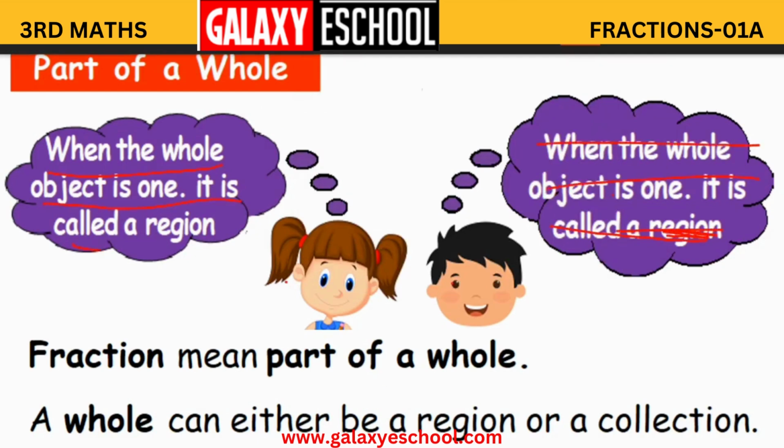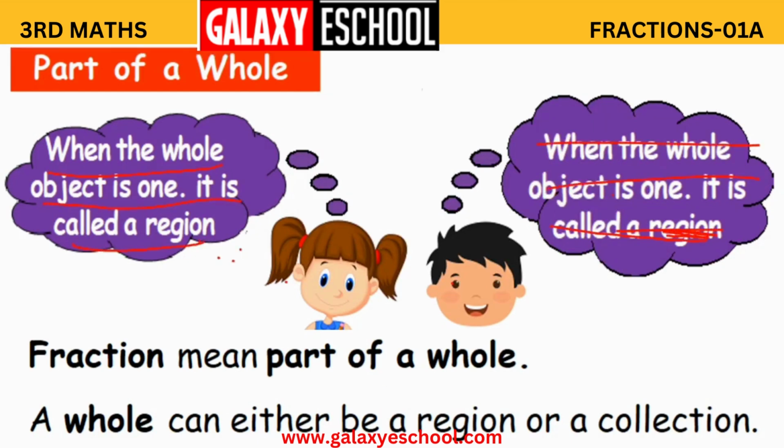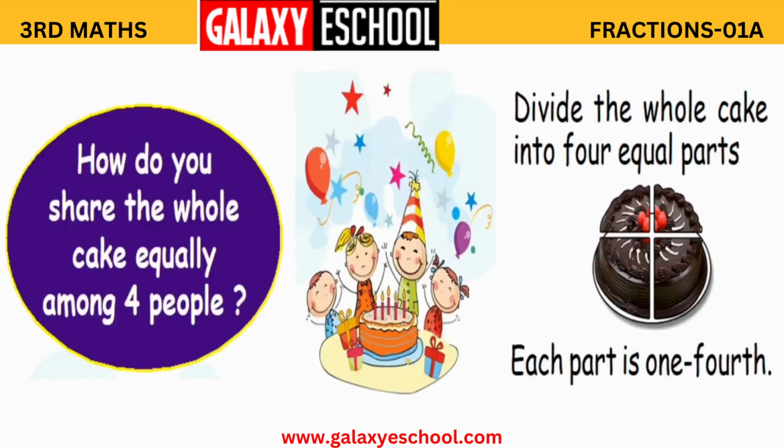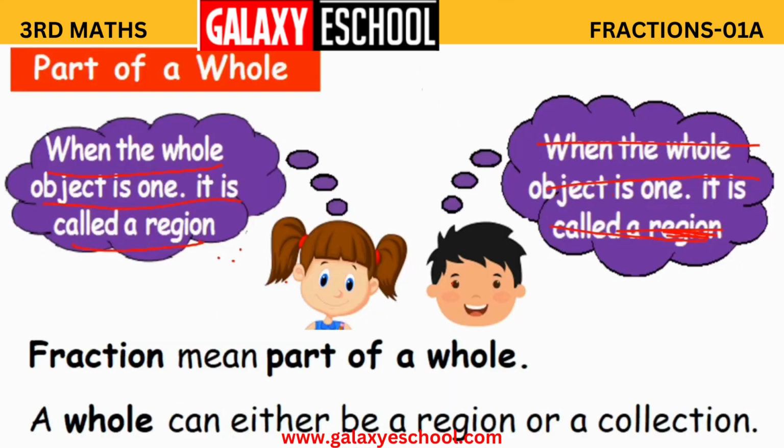When the whole object is 1, it is called a region. Just now in our example, we had only one birthday cake which was distributed among people. So when the whole object is 1, the whole cake was only one cake. We call it a region. What will we call it, children? We will call that whole a region. Fractions. And what does fraction mean? Fraction means a part of a whole.